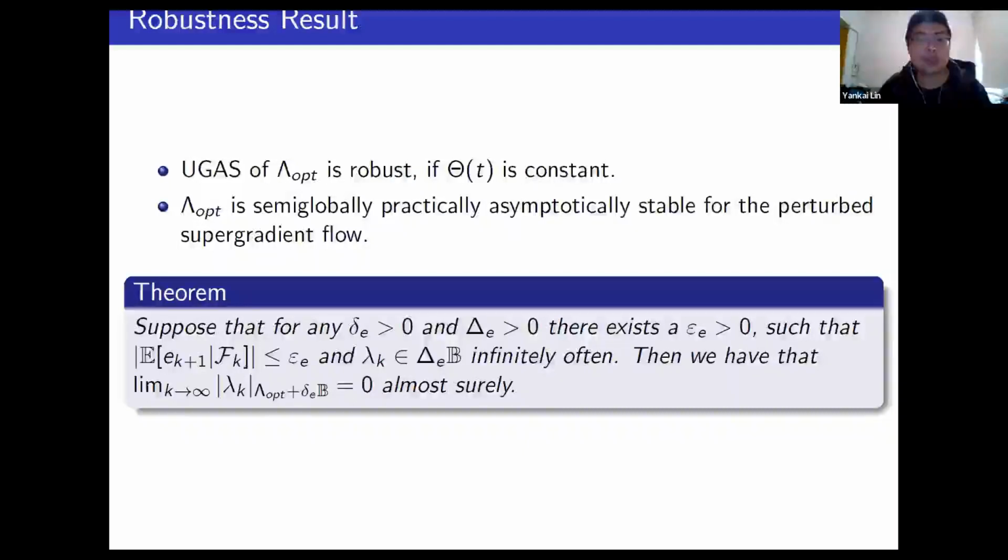So that's the message. Again, these parameters, this small delta E and big delta E, depend on epsilon E. So the performance of the algorithm really depends on the size of the supergradient error. If the environment is very noisy or you have very poor computation devices, which means that epsilon E may be very large, then you may not expect to converge to a satisfactory neighborhood of lambda opt. So that's the message.